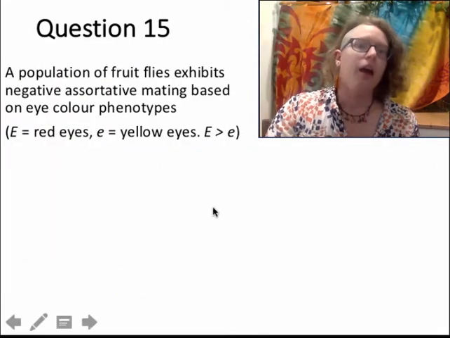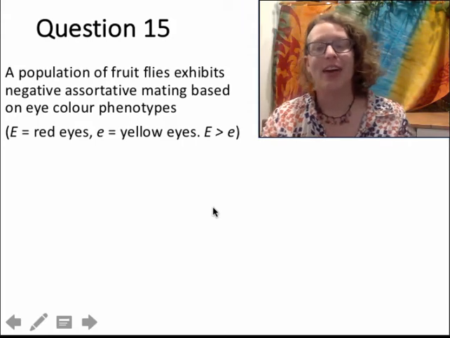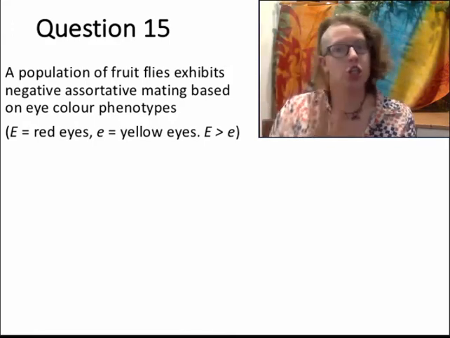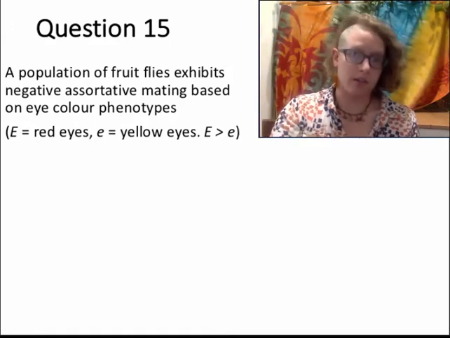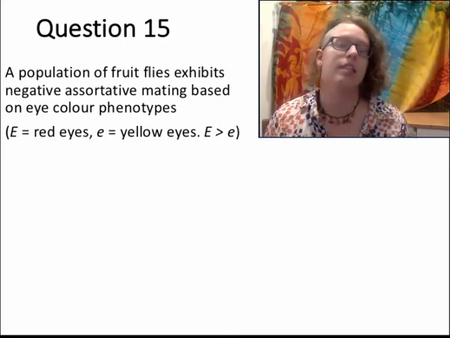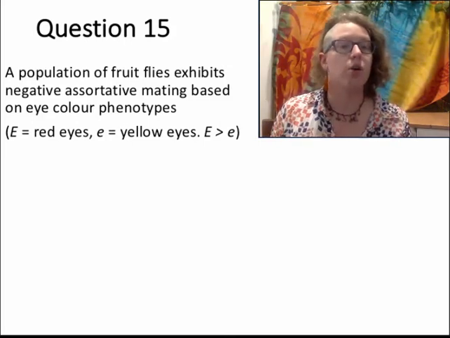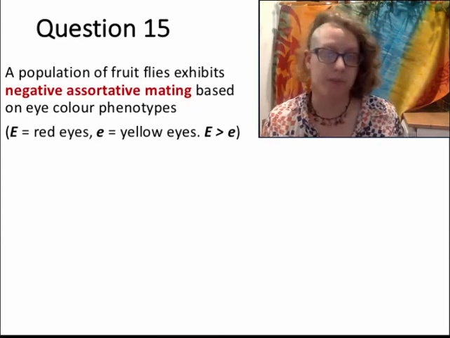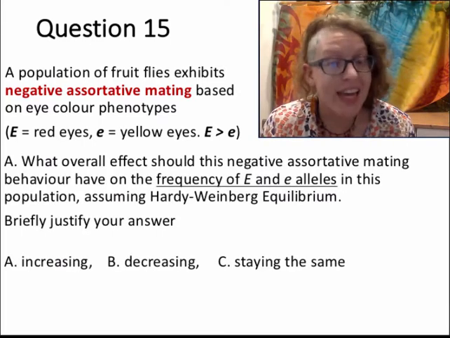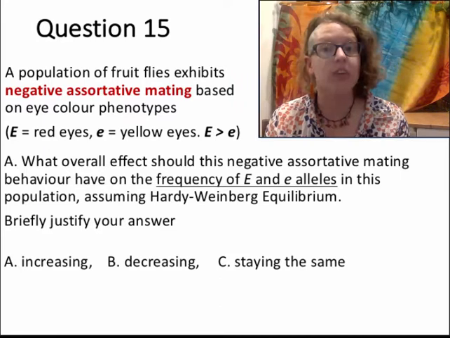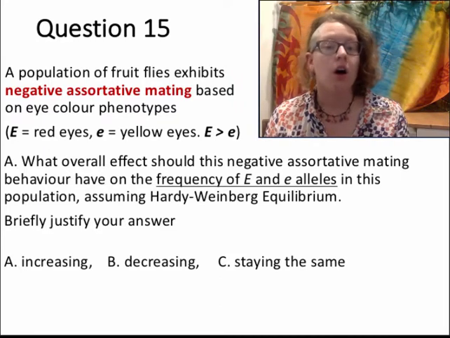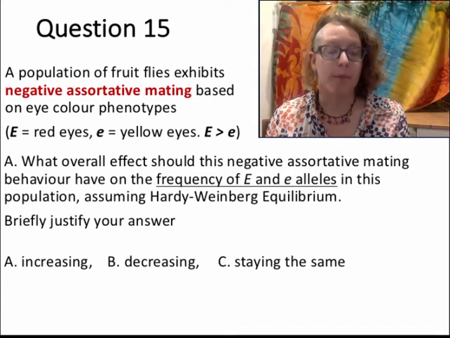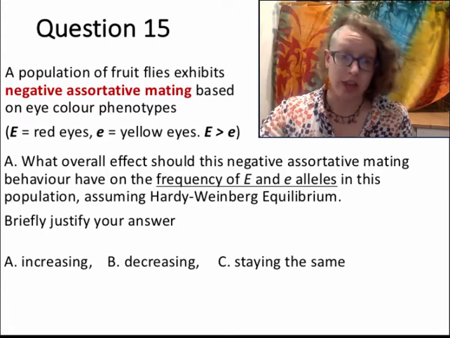15. Population, oh yeah, this is a giant one, I forgot about this. Okay, so for this giant question, I'm going to first look at each chunk on its own. So we begin with the background context. We have a population of fruit flies that exhibit negative assortative mating based on eye color phenotypes, and these are the phenotypes. So this is the important part. Negative assortative mating. And question A is, what overall effect should this negative assortative mating behavior have on the frequency of the alleles in this population, assuming Hardy-Weinberg, and justify it.